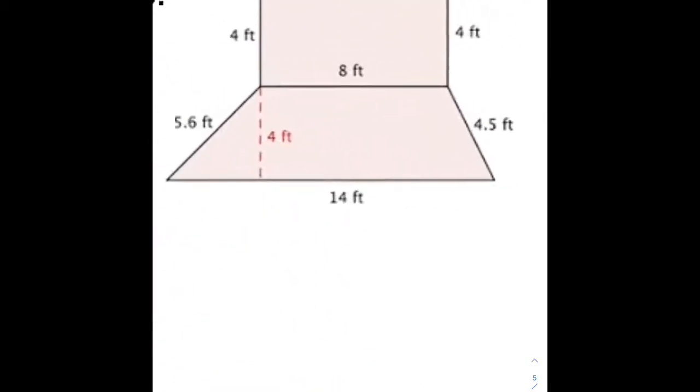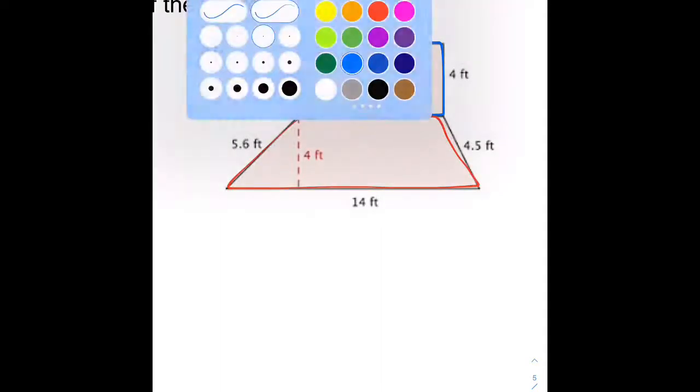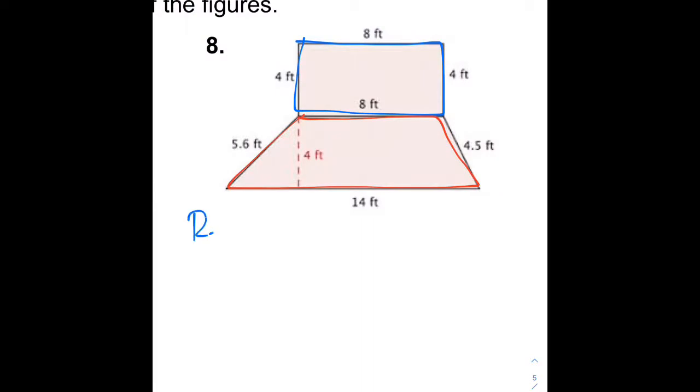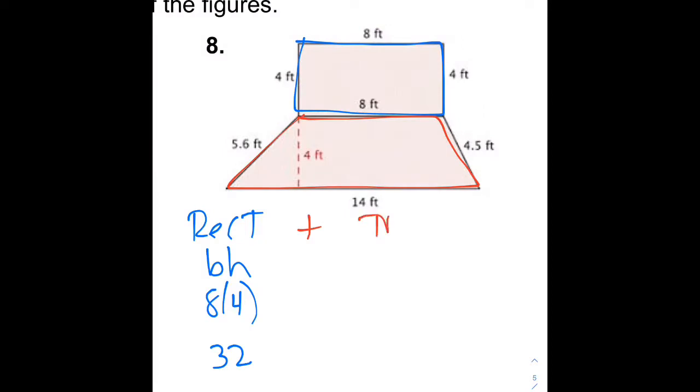And last but not least, problem 8. On problem 8, we're going to separate this into the area of the rectangle, and we're going to add to it the area of the trapezoid. So the area of the rectangle formula is base times height, and that's 8 times 4, which gives me 32. Then we're going to look at the area of the trapezoid.